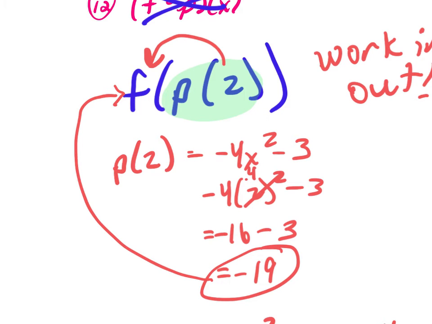So when you see a problem like this where the letters are stuck together, this is telling you, remember, work from the inside out. Take this value, plug it into that function. Then once you get your answer, plug it into the other one.